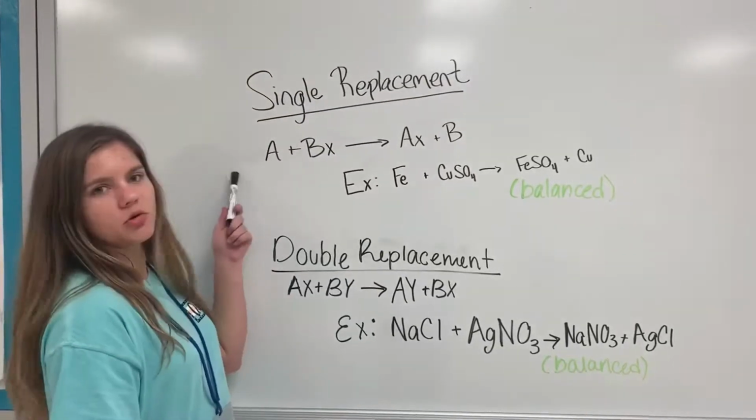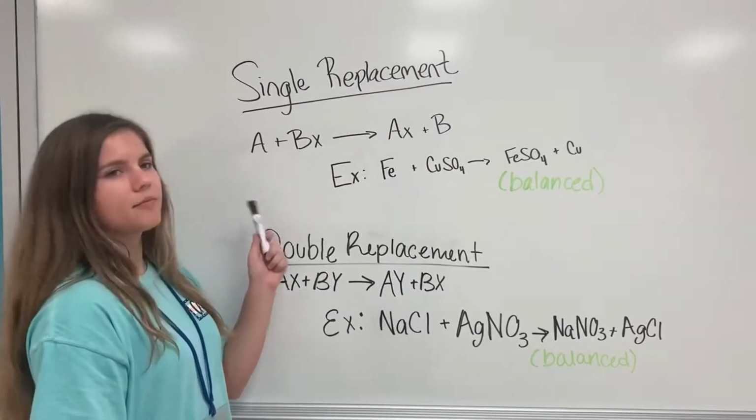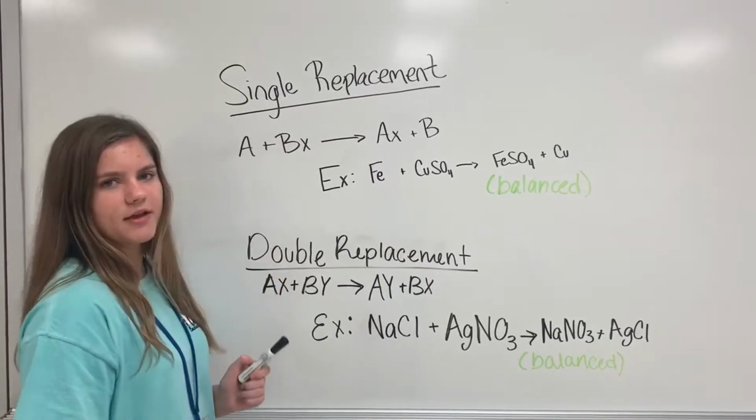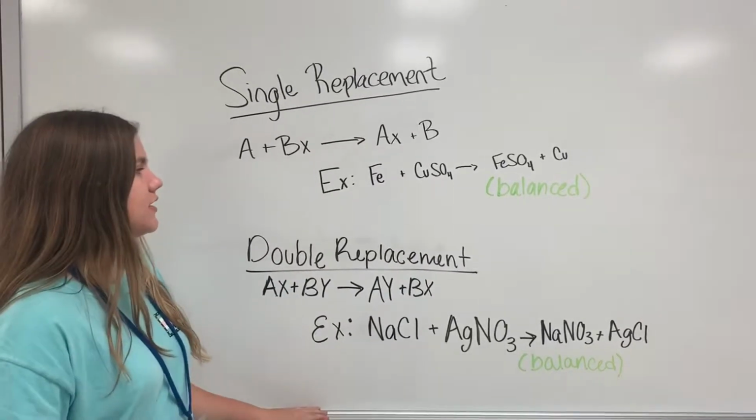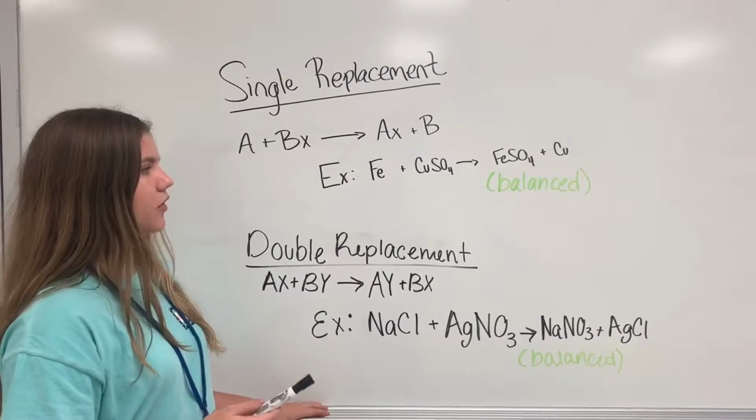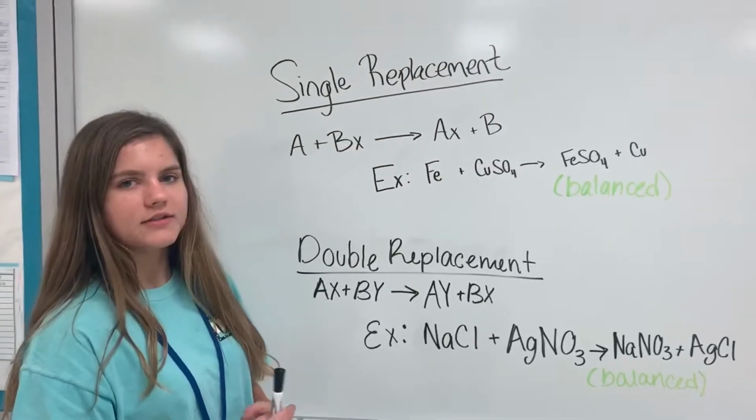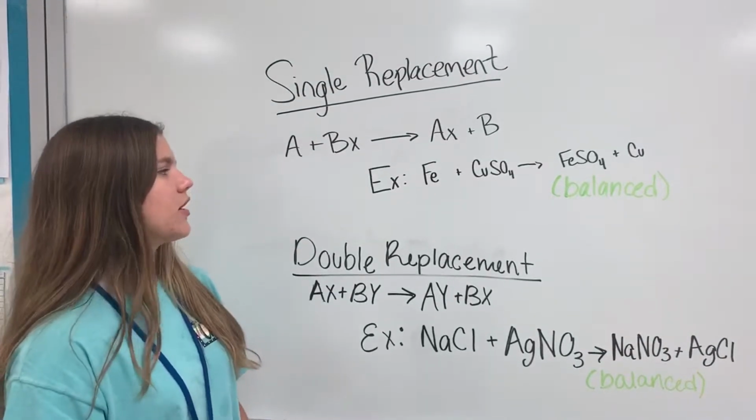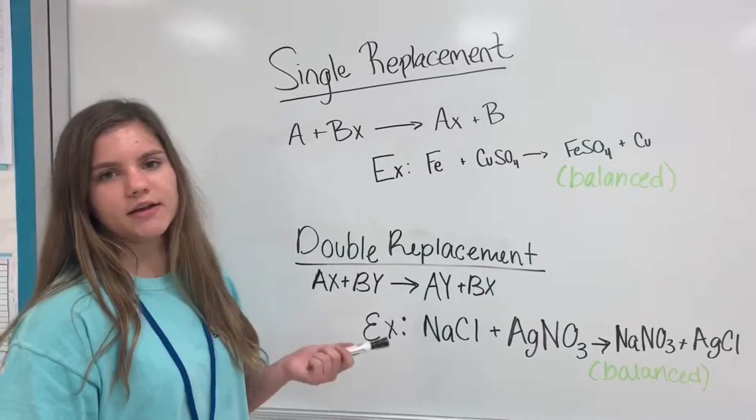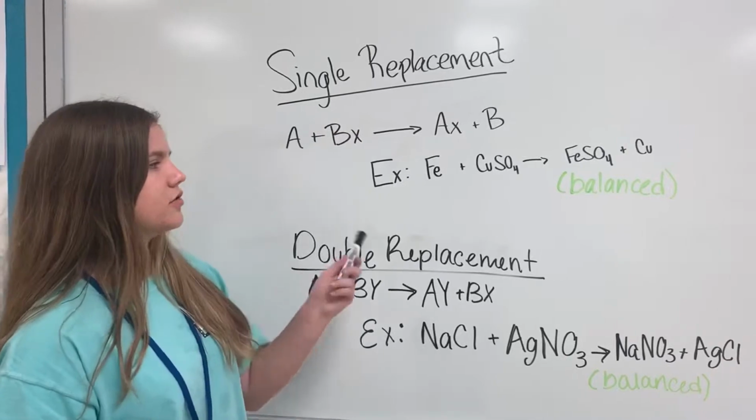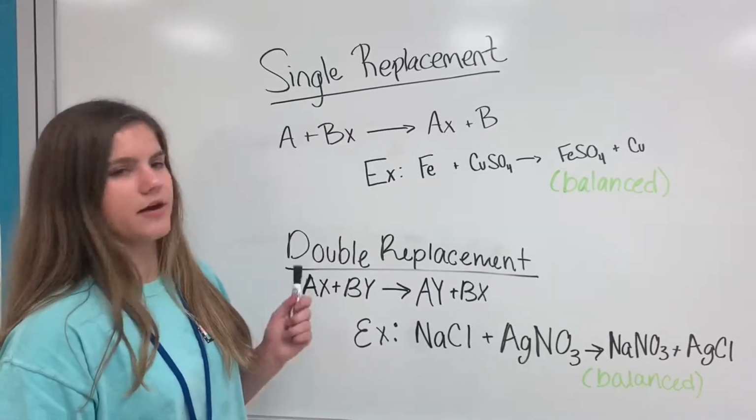So we also have single replacement, and the formula for this is A plus BX yields AX plus B. And an example of this is Fe plus CuSO4 yields FeSO4 plus Cu. And for this equation to work, anions switch with anions and cations switch with cations. And in this case, we have 2 cations that switch, which is copper and iron.